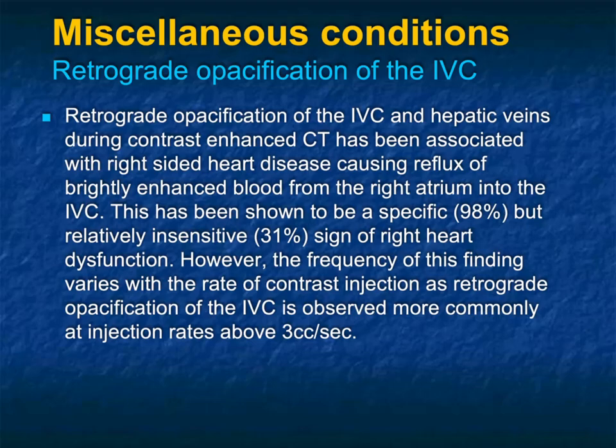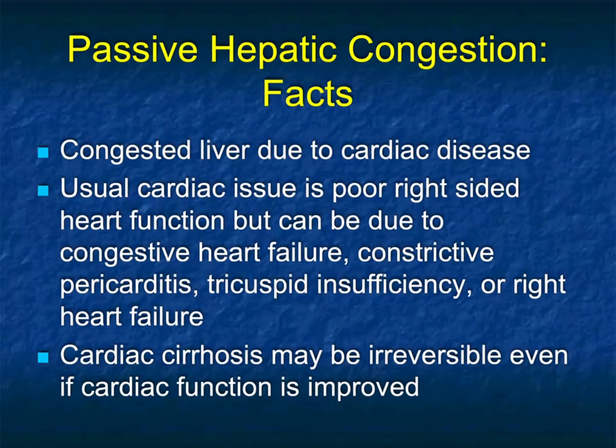Now, some miscellaneous things I'll just mention. Retrograde opacification of the IVC. This is most common in patients with poor right-sided heart failure. You see reflux of contrast, particularly with a good injection into the IVC as well as the hepatic veins. That's the most common presentation.